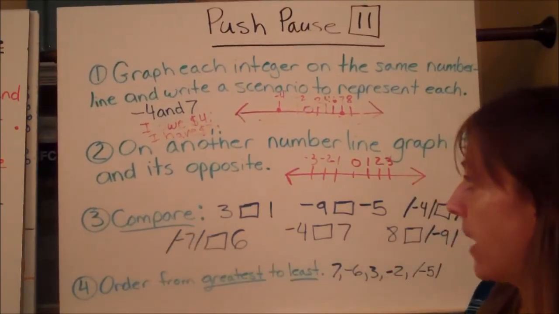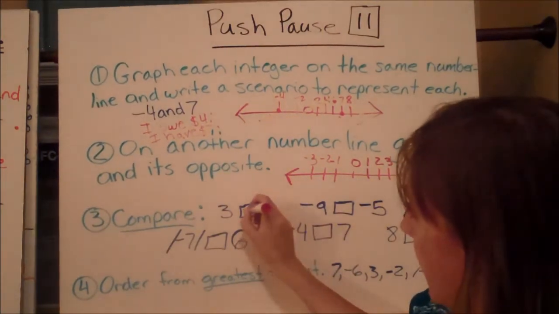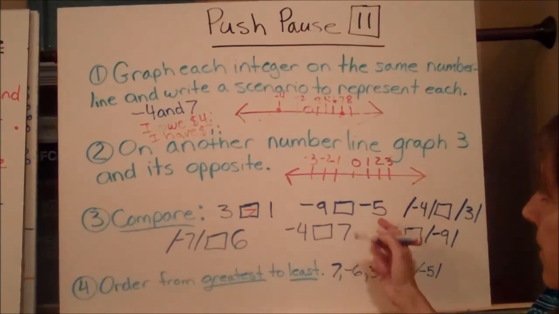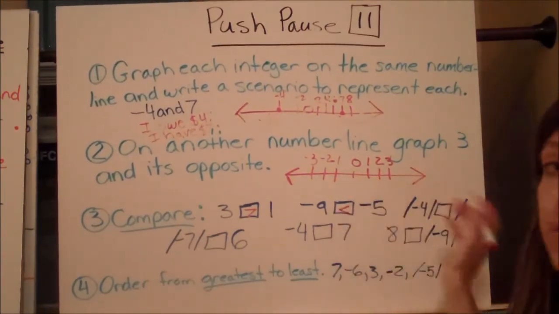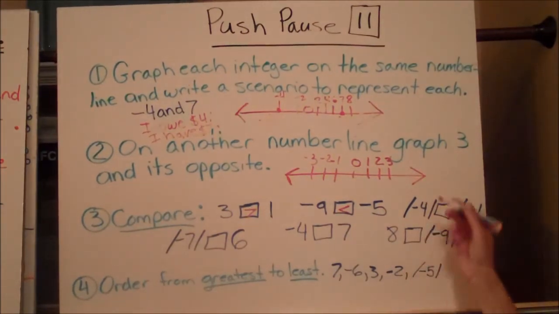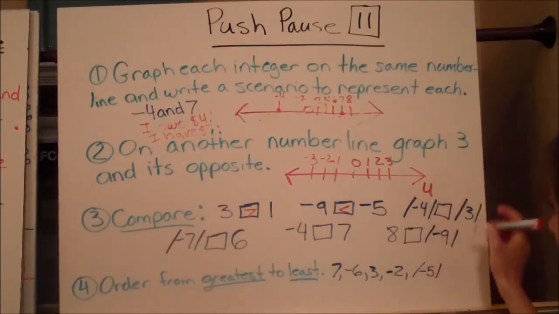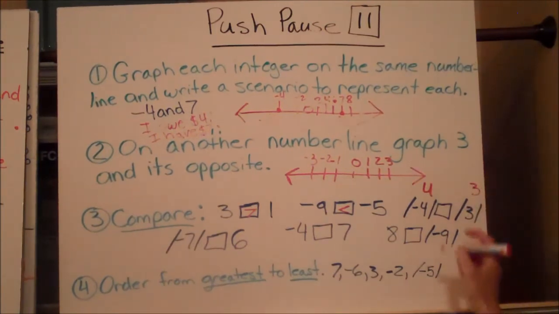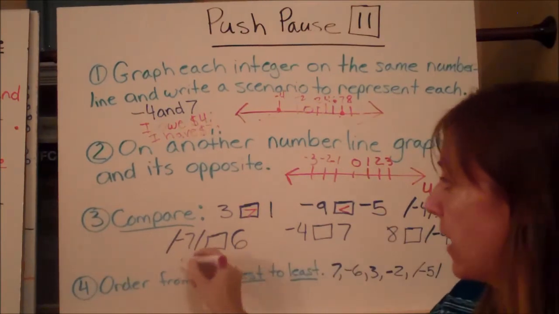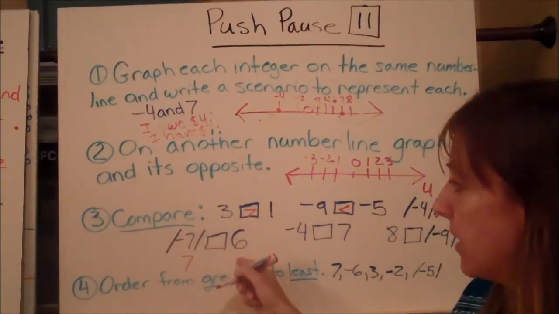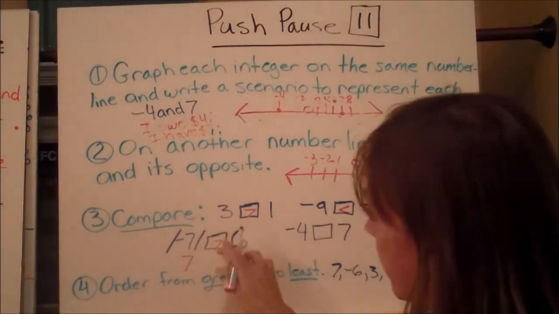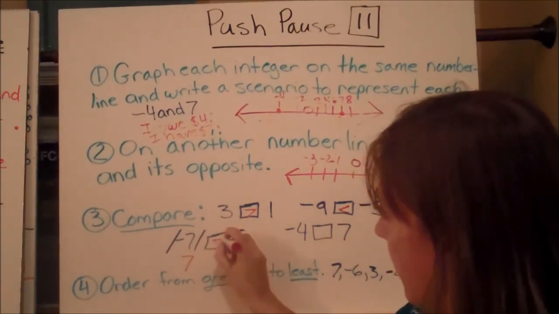Number 3, compare 3 and 1. 3 is greater than 1 because it's farther to the right. Negative 9 and negative 5. Negative 5 is greater than negative 9 because it's further to the right. The absolute value of negative 4, which is its distance from 0, is 4. The absolute value of 3 is 3. Which one is greater? 4. Negative 7's absolute value is 7. And then we have 6. Which one's greater, 7 or 6? 7. Excuse me, that's a greater than symbol.